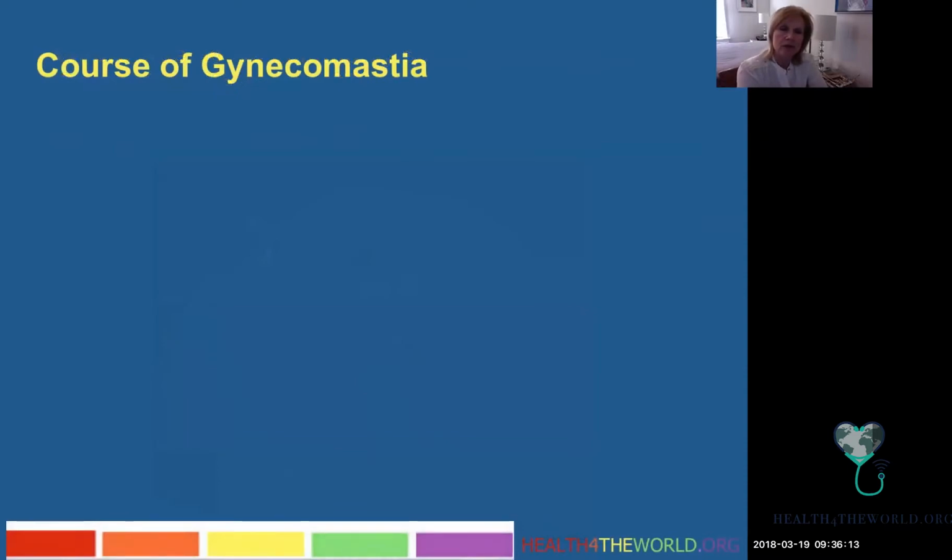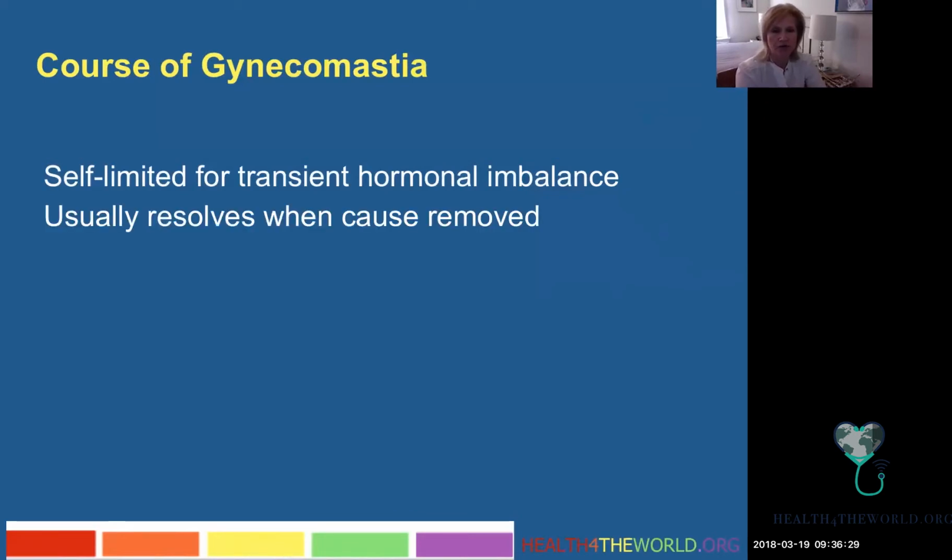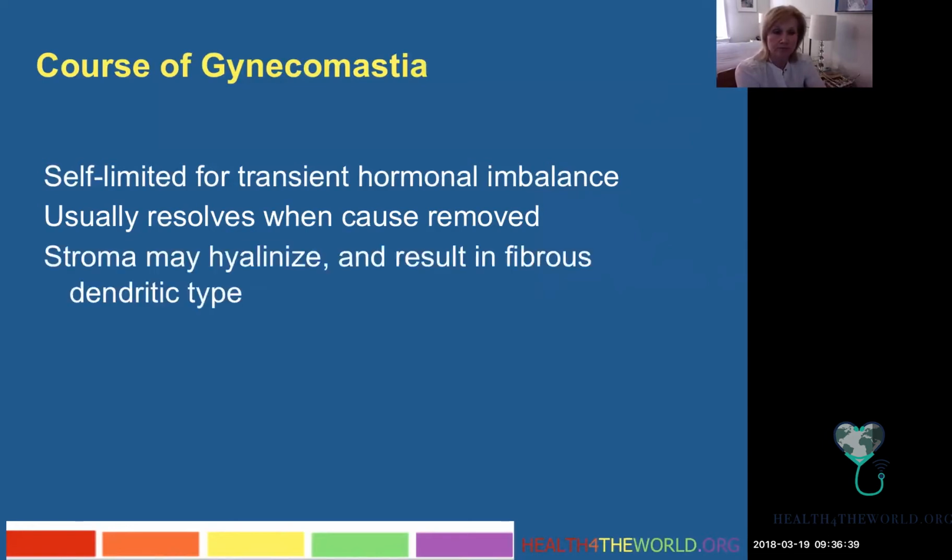Okay, so that's what gynecomastia looks like. What is the course of gynecomastia? What can we expect? Generally, it's self-limited for conditions of a transient hormonal imbalance, like in puberty or around middle age. And usually, it will resolve if the cause can be removed. Like if a patient is taking a drug, which they can stop, you can try stopping the drug and see if it goes away.